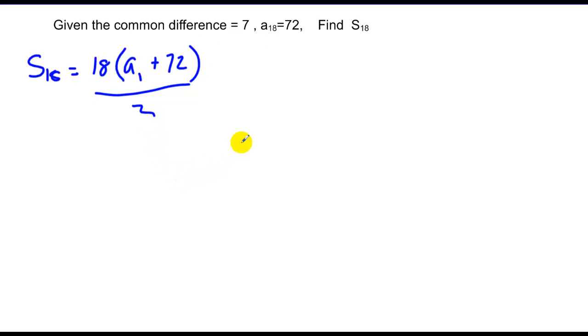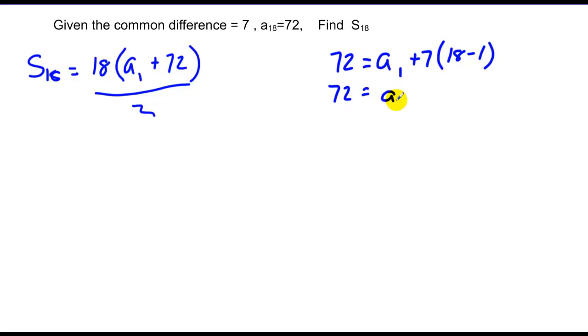We go back to our sequence formula and say 72 equals that first term, which I don't know, plus that common difference, which I have. Number of terms is 18 minus 1. So we have 72 equals that first term plus 7 times 17. So I take 72 minus 7 times 17, which gives me negative 47 for that first term.